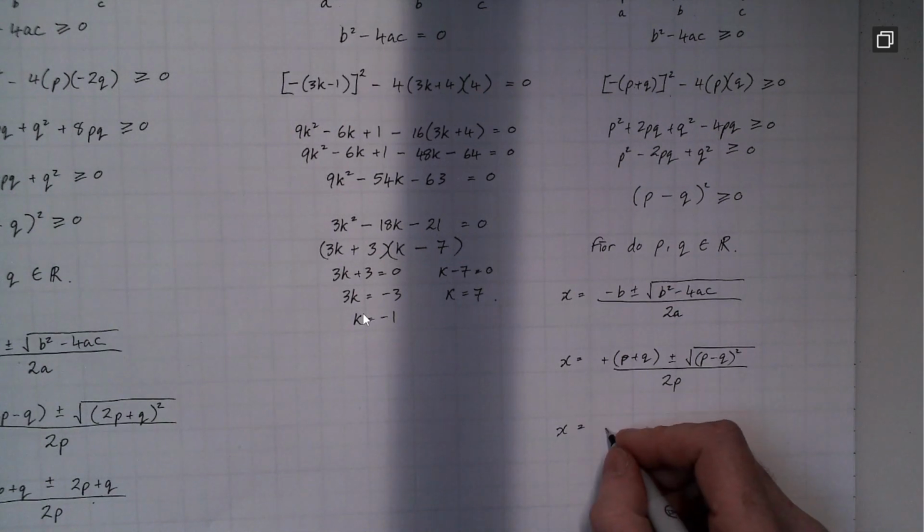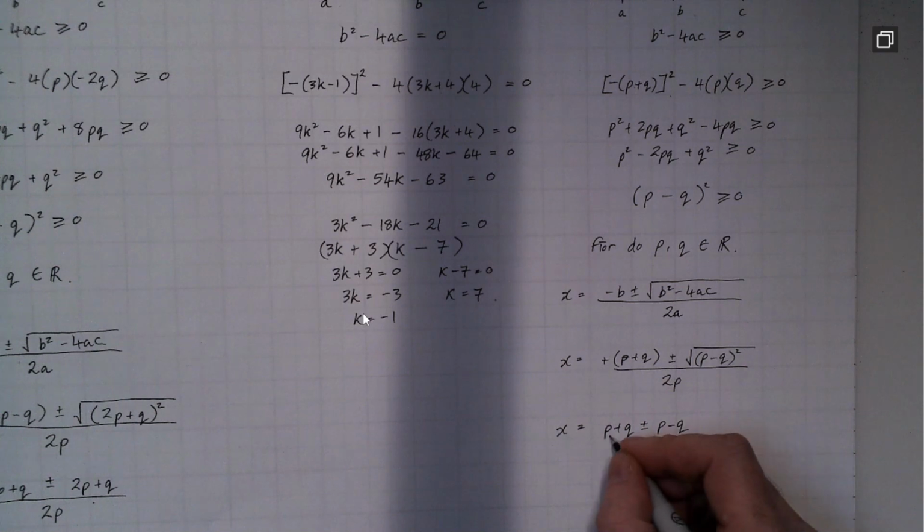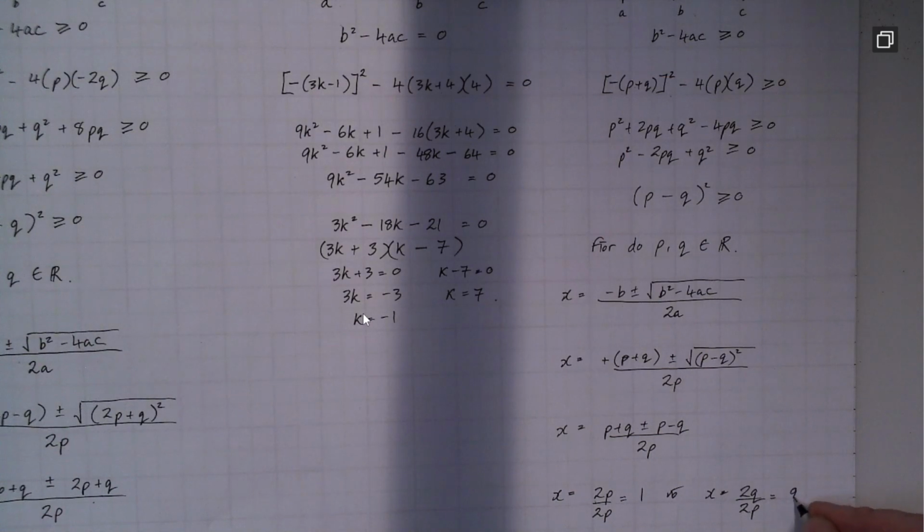So x equals p plus q plus or minus p minus q, all over 2p. So x equals p plus p, which is 2p over 2p, which is 1. And x equals q plus q, so 2q over 2p, which is q over p. Again, the figure factors.